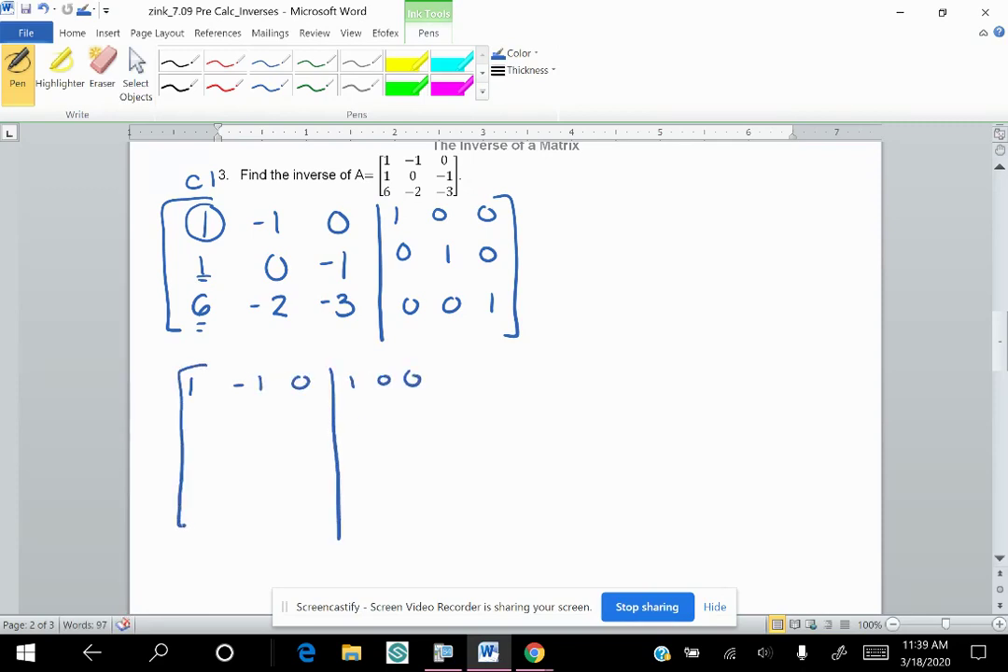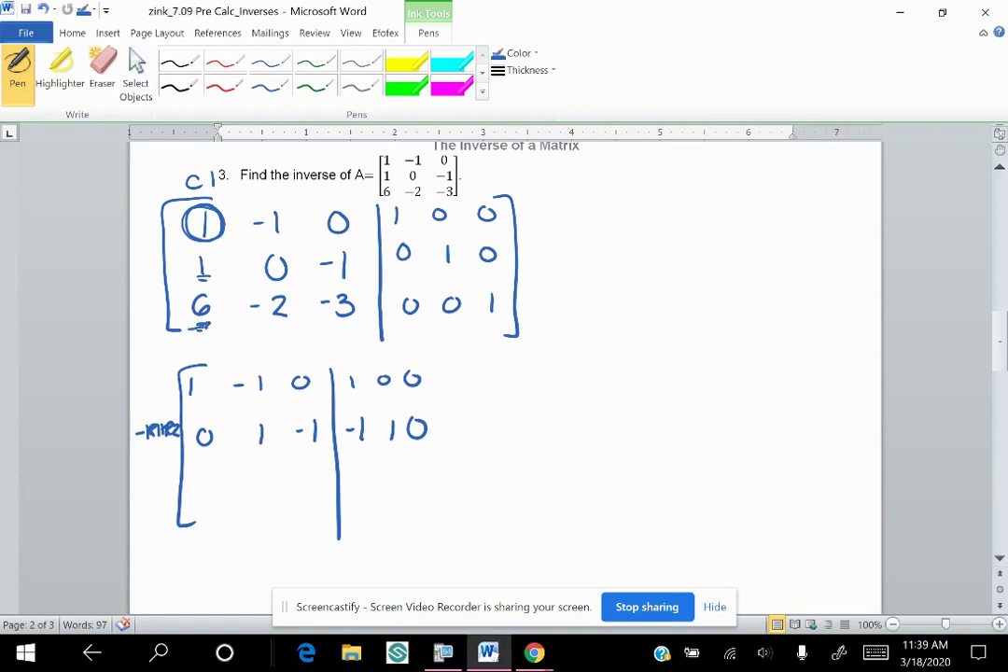Now in the second row, I want that 1 to become a 0. So 1 minus 1 gives me 0, which means I need this one to become a negative 1, because I always multiply the row with the lead 1 by something. So that will be negative 1 row 1 plus row 2. So we go ahead and do that. And I get 0, 1, negative 1, negative 1, 1, 0.